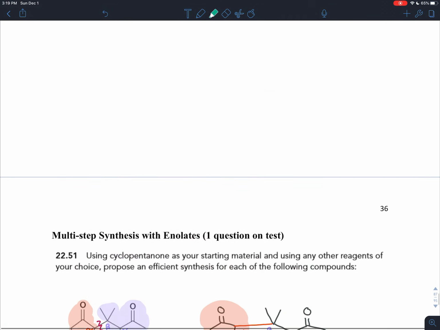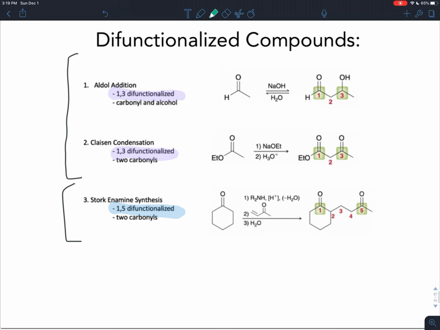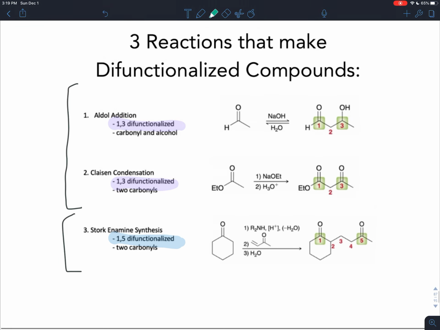So, hopefully these 3 exercises helped to illustrate the concept that using these 3 patterns of di-functionalized compounds helps you to narrow down which reactions from this chapter you would use to achieve a certain transformation.